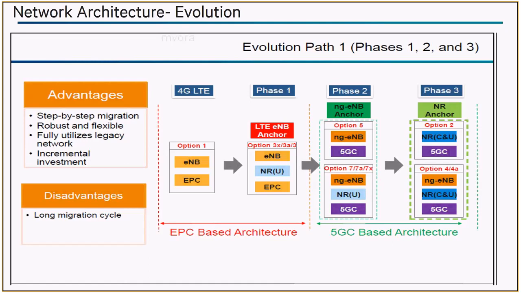This he can further evolve by adding 5G core, which is a next generation core, and the next generation eNodeB. With this, he can do either a non-standalone deployment of option 7 or a standalone deployment of option 5. Further, he can split the NR base station into control and user plane as two separate entities and create a standalone option 2 and option 4 configuration. Option 2 configuration is the one which is more favored by CMCC. Option 3 is for the rest of the world.